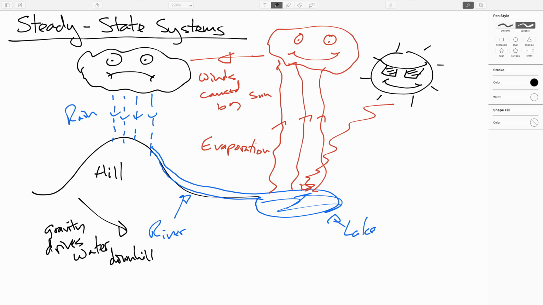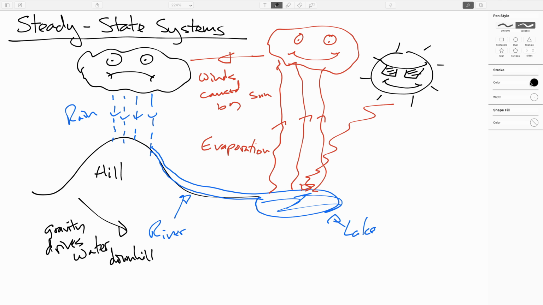So let's start looking at steady state systems by looking at an example you've probably seen before. You may remember seeing a diagram looking something like this when you were learning about weather systems and the water cycle. So at least the way I was taught it, as clouds develop when we're going over a mountain or whatever, it will cause rain to happen. Now, gravity is going to pull the raindrops down. They're going to go down the river and eventually down into the lake and the ocean and whatever.